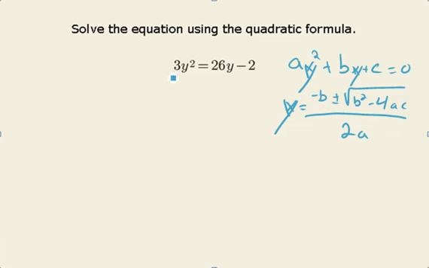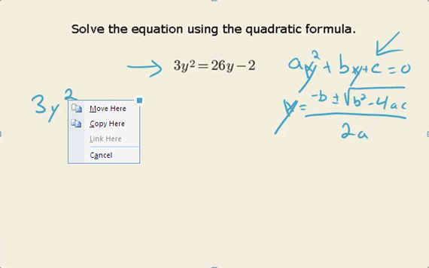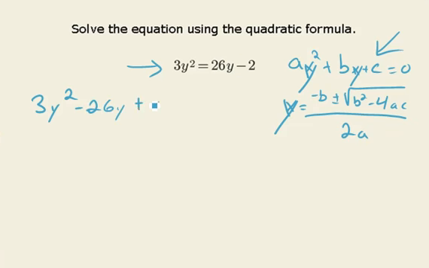So let's go ahead and get this equation into this form. Let's lump all my y's and my constant terms onto the same side of the equal sign as that 3y squared. So I'll subtract 26y from both sides. I'll add 2 to both sides, and now I have this.